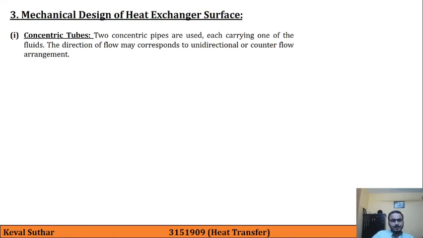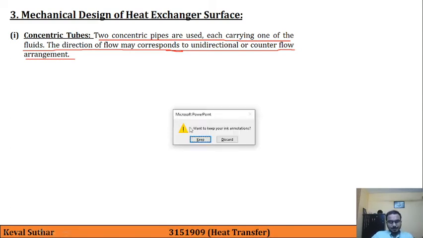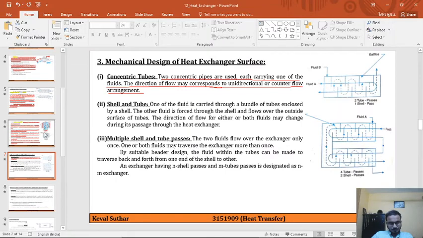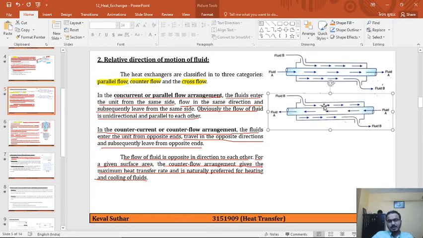First is concentric tubes. So here two concentric pipes are used, each carrying one of the fluids. The direction of flow may correspond to unidirectional or counter flow arrangement. So the example of concentric tube is available in these two figures, which are examples of concentric tube heat exchangers because they are concentric with each other.